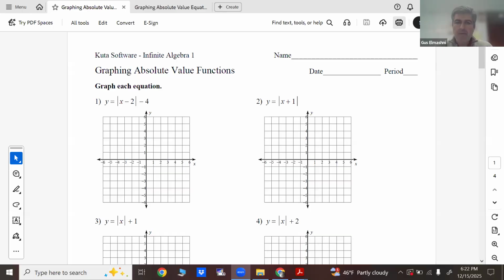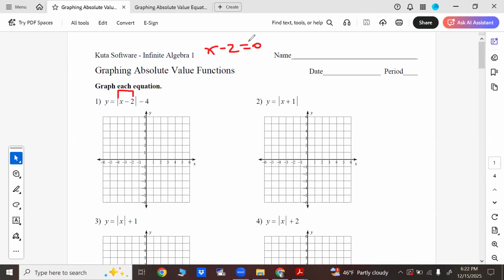So the first thing you always want to do is figure out the vertex. And it's really simple. Set the expression inside the absolute value to zero. What's x going to equal when you do that? Zero. No, x minus 2 equals 0. Oh, two. Good.